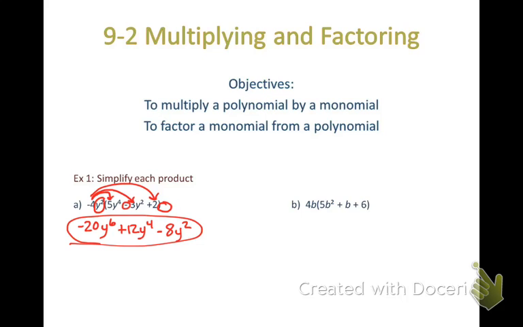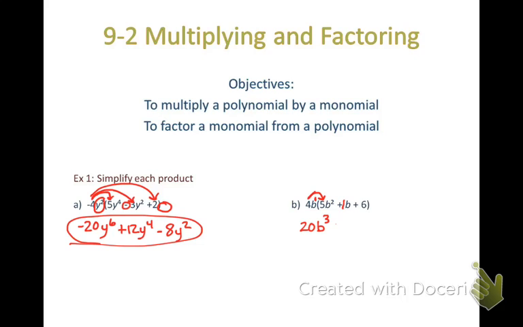If we look at B, we will do the same thing. 4 times 5, which is 20. And then we have B. And then there's a hidden exponent of 1. So then we do 1 plus 2, which would be 3.